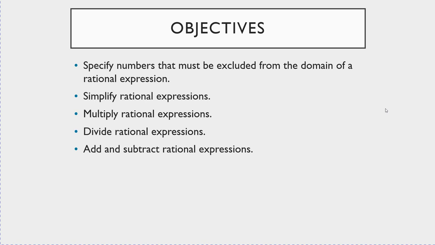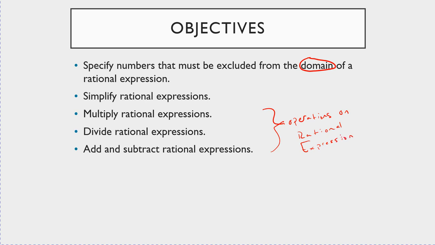We want to specify numbers that can be excluded from the domain of a rational expression. So I'll talk about the domain in this lecture. We'll talk about how you simplify rational expressions. Then we'll talk about operations on rational expressions. So we'll talk about how you multiply and divide. That's pretty easy. And then we'll also talk about how you add and subtract rational expressions.